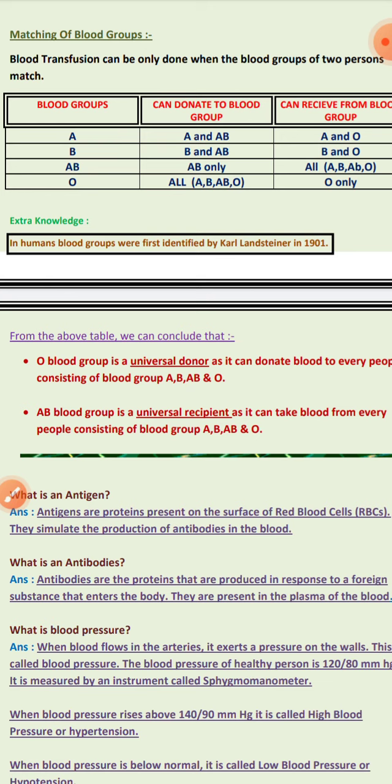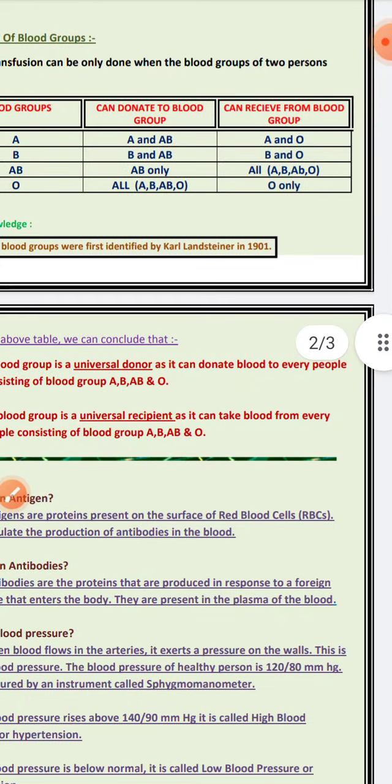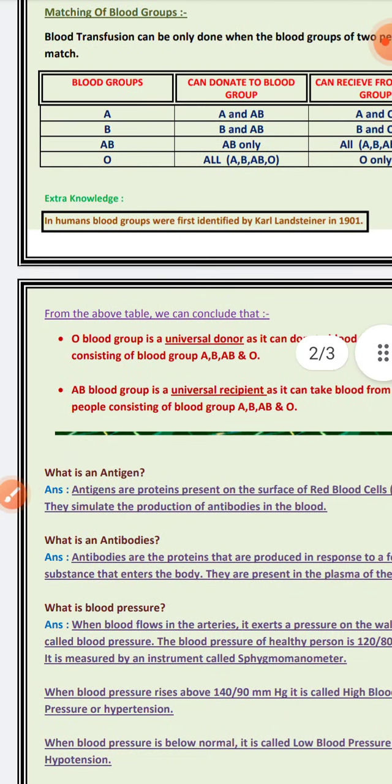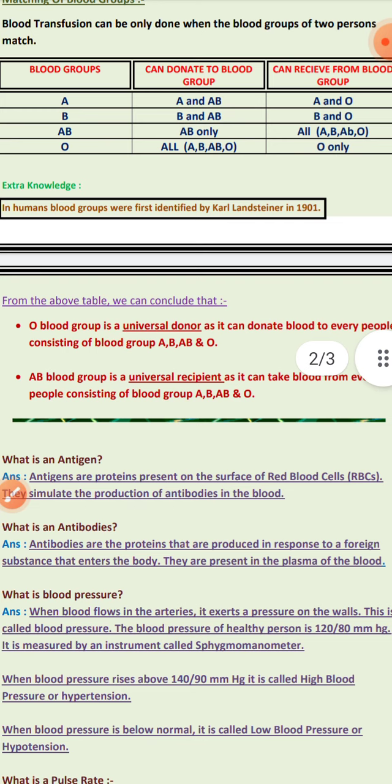And what are antibodies? Antibodies are the proteins that are produced in response to a foreign substance that enters the body. So antibodies are proteins. Both antigens and antibodies are proteins.